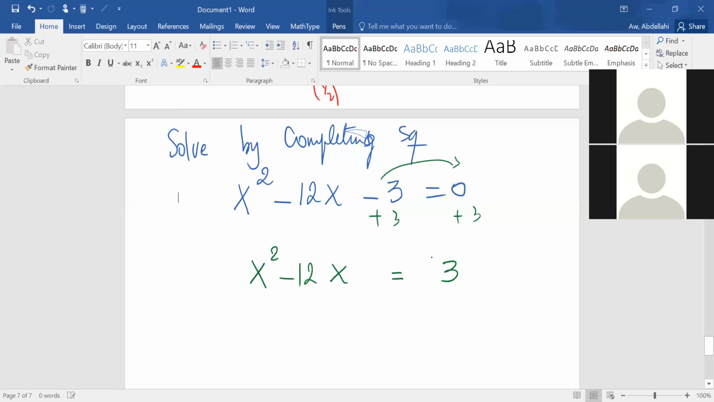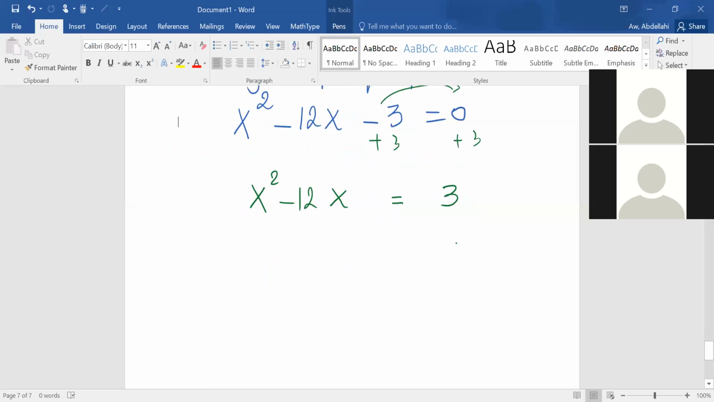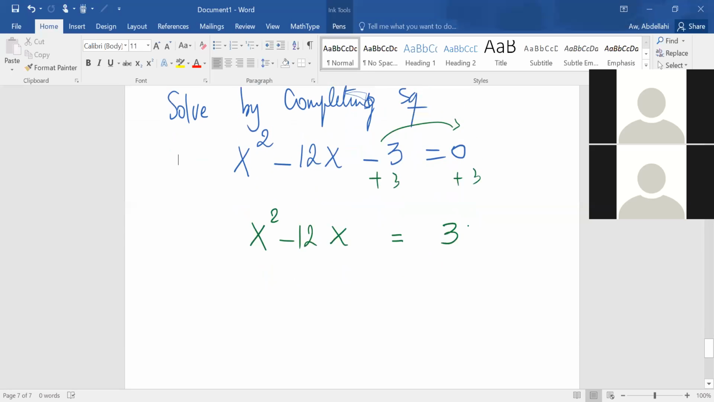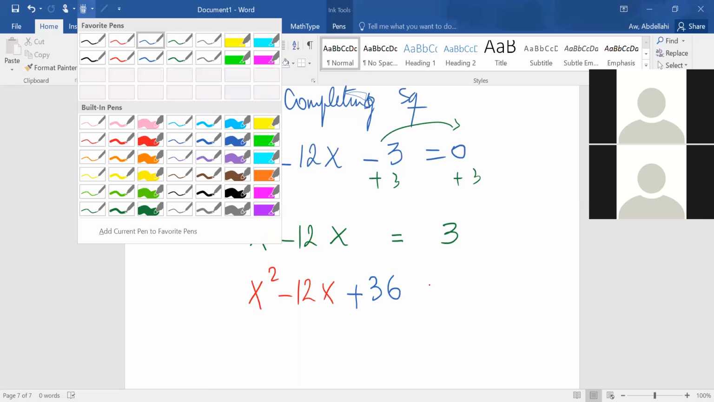Look now. Now I need to add one number that's going to make it a perfect square. And we did a lot of examples before, right? What is that number we need to add? 36, right? Now we need to add 36 to make it a perfect square. So I put x squared minus 12x plus 36 is equal to 3.